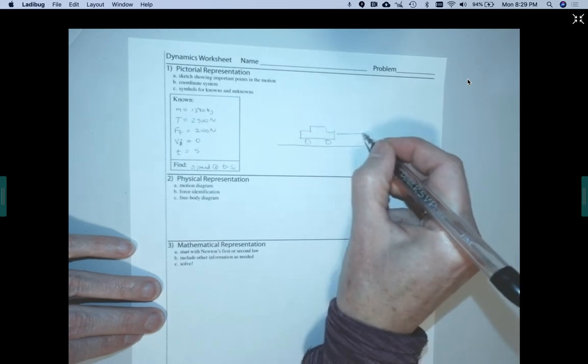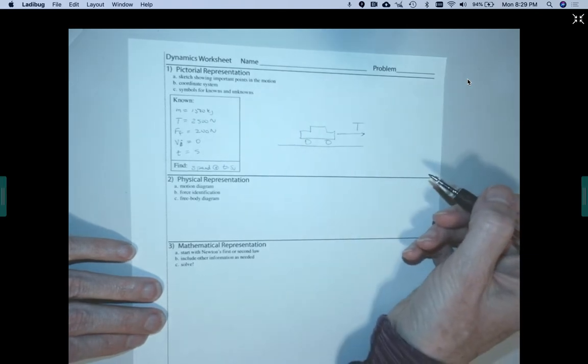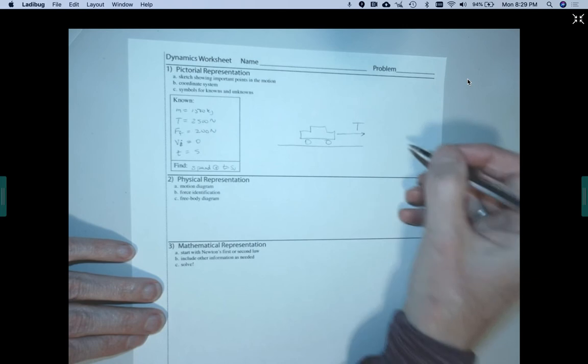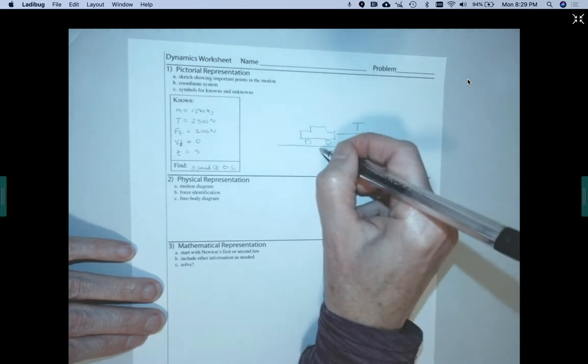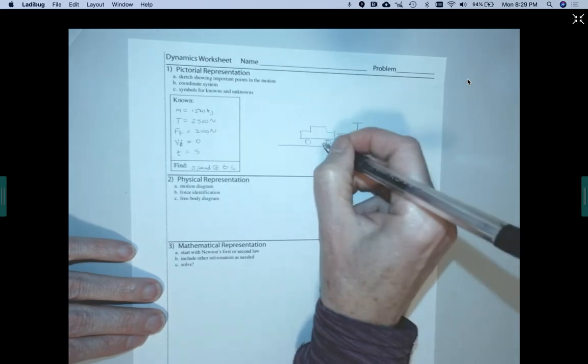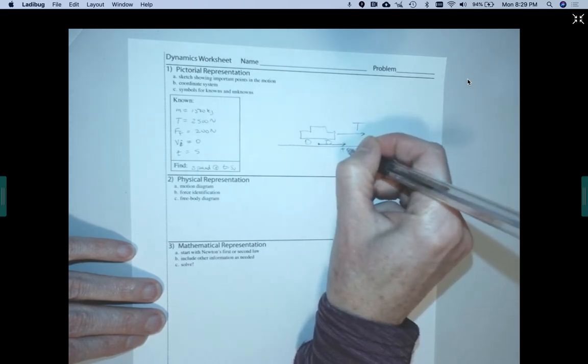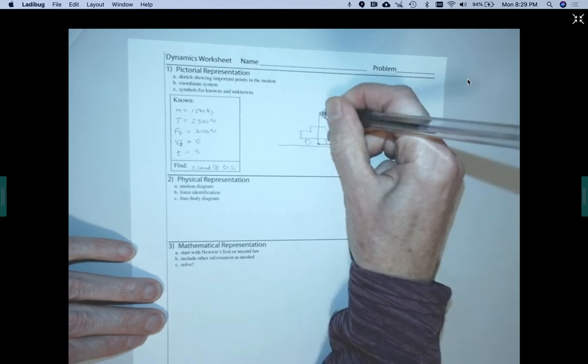Okay. So it's being towed by a rope. We have some friction acting back on it. I'm going to put my coordinate system here, right where the car is starting, so this will be my origin. So here's my plus x, here's my plus y.